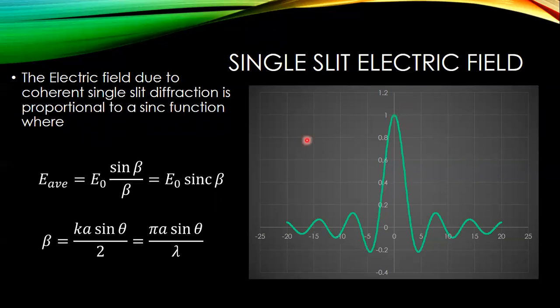And again, the oscillation comes from the fact that we have this sine function, but we're dividing by beta, so it's getting smaller and smaller. And that's exactly what we see. So let's take a look at not the electric field, because the electric field is not what we see. It's going positive, negative, positive, negative. We want the square of the electric field because the intensity is proportional to the square of the time average electric field.